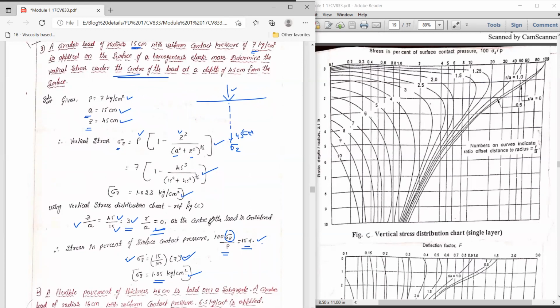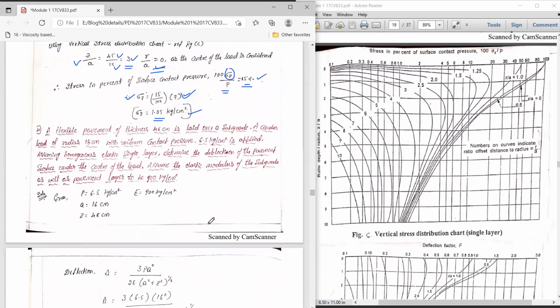Let us see one more problem on Boussinesq theory. So here is the problem. A flexible pavement of thickness 48 centimeter is laid over a subgrade. A circular load of radius 16 centimeter with uniform contact pressure of 6.5 kg per centimeter square is applied. Assume homogeneous elastic single layer theory.